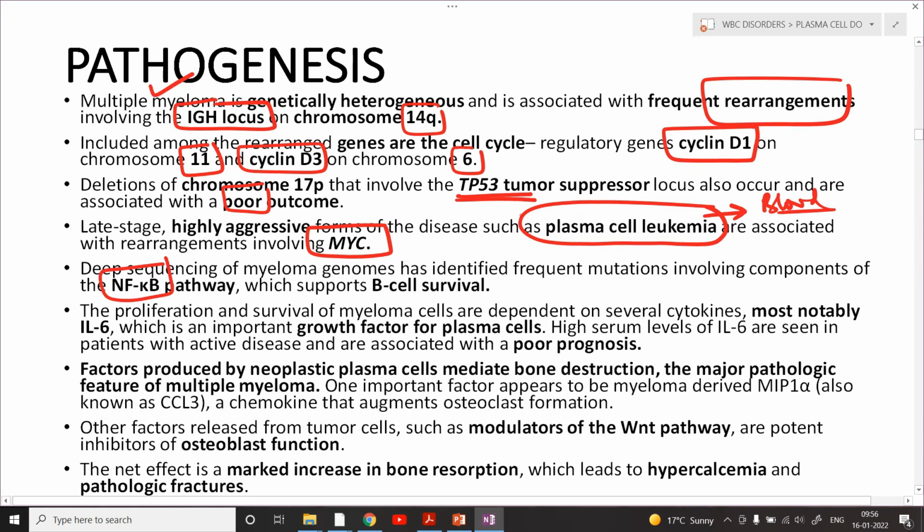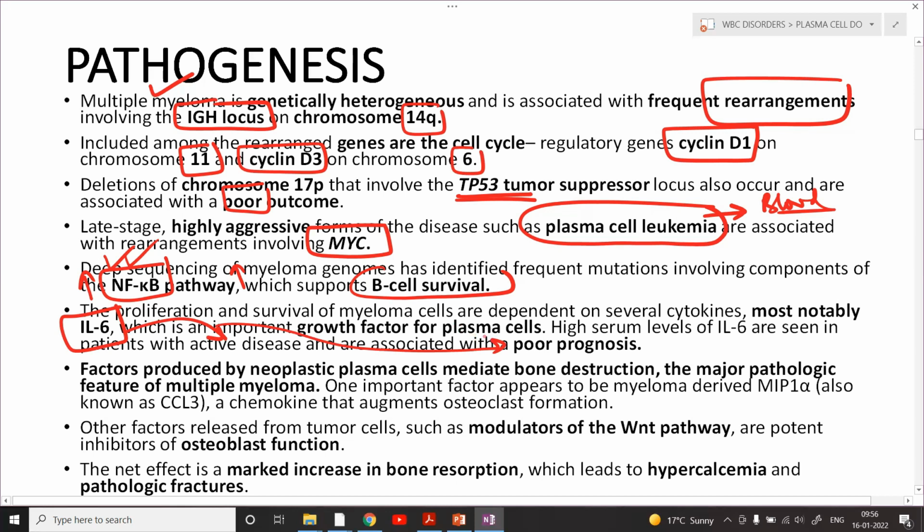So excessive signaling goes through this pathway, and normally this pathway is basically promoting growth and survival. So even in multiple myeloma, there is an excessive stimulation of the NF-kappa B pathway leading to excessive B cell survival. Now, one very important cytokine, which is an important growth factor for plasma cell proliferation, is interleukin 6. And this is correlating with active disease and pointing towards a poor prognosis.